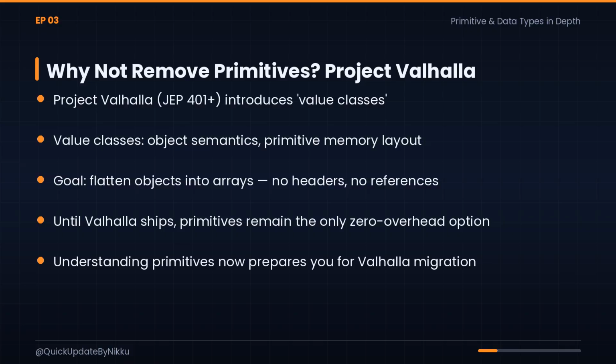The Java platform is actively working to close the gap between objects and primitives through Project Valhalla. Value classes will eventually let you write type-safe, object-oriented code that the JVM lays out in memory exactly like primitives. But Valhalla is not yet generally available, and even when it ships, knowing why primitives exist makes you a far better engineer for understanding what problem Valhalla is solving.